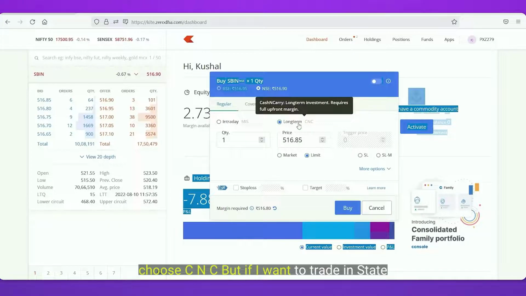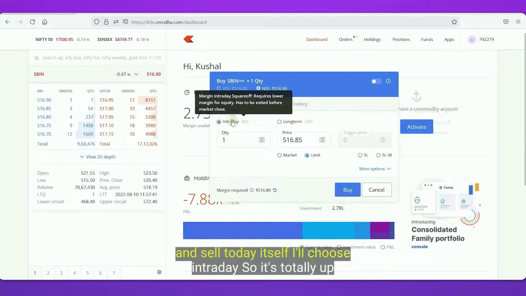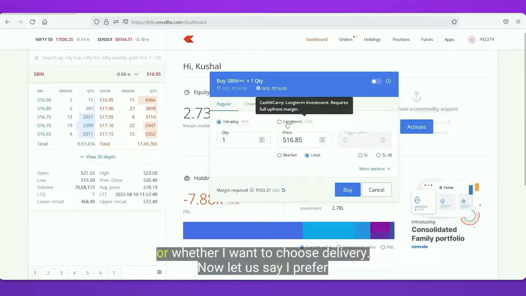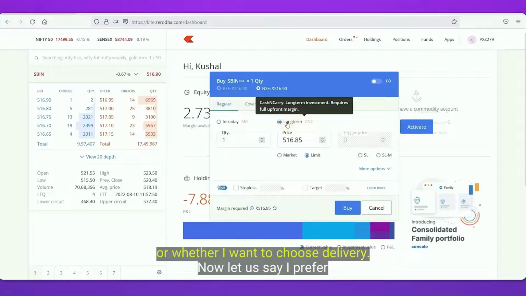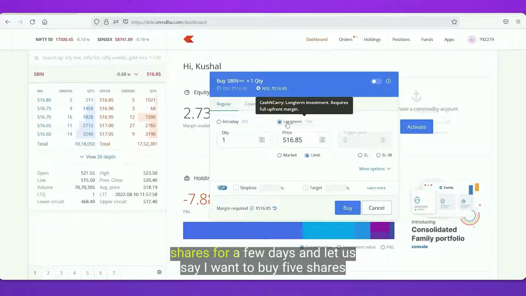But if I want to trade in State Bank of India for intraday, that means if I have to buy today and sell today itself, I'll choose intraday. So it is totally up to me what I want to choose, whether I want to choose intraday or whether I want to choose delivery. Now let us say I prefer delivery. That means I want to buy and hold State Bank of India shares for few days.